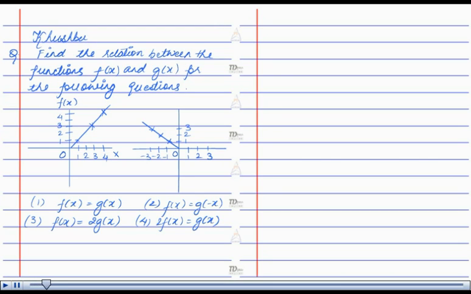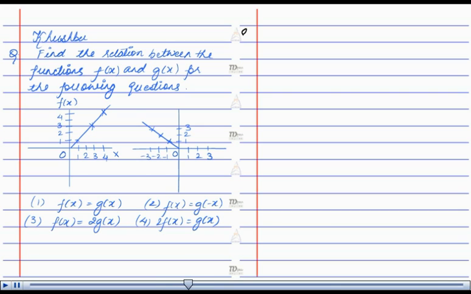Hello, I'm Krishpu. The question is, find the relation between the functions f of x and g of x for the following question. Here, graphs for both the functions f of x and g of x have been given.